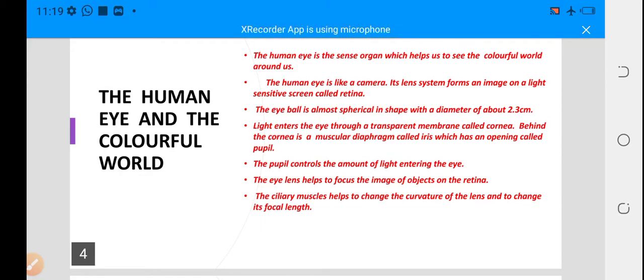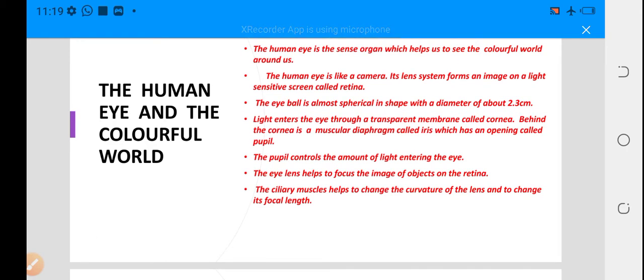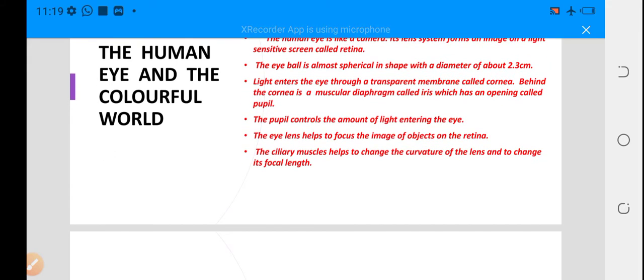The light enters the eye through a transparent membrane called the cornea. Behind this cornea is a muscular diaphragm called the iris, which has an opening called the pupil. The pupil controls the amount of light entering the eye. The eye lens helps to focus the image of the object on the retina. The ciliary muscles help to change the curvature of the lens and to change its focal length.